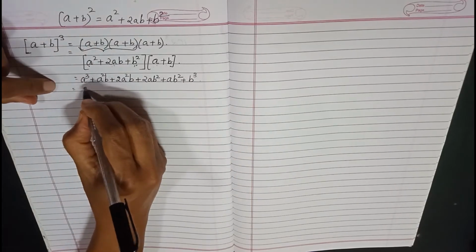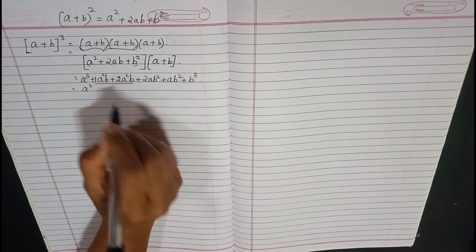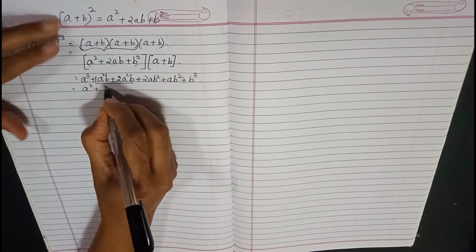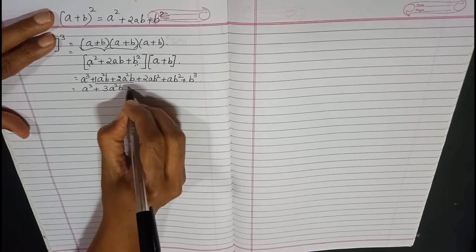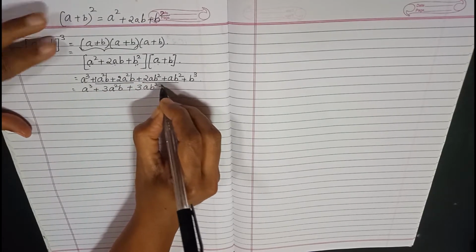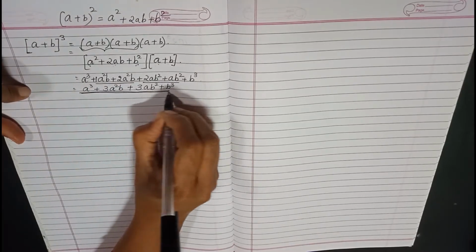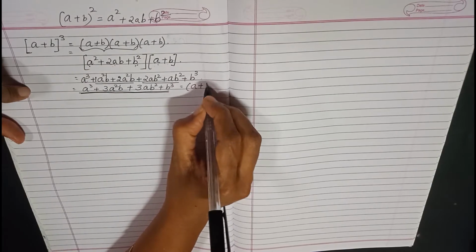Now we add all the like terms. You can see a square b is a like term. Wherever there is nothing, there is 1. So 1 plus 2 is 3a square b. Similarly, this on addition will give you 3ab square and b cube. So this is the expansion that we got for (a plus b) the whole cube.